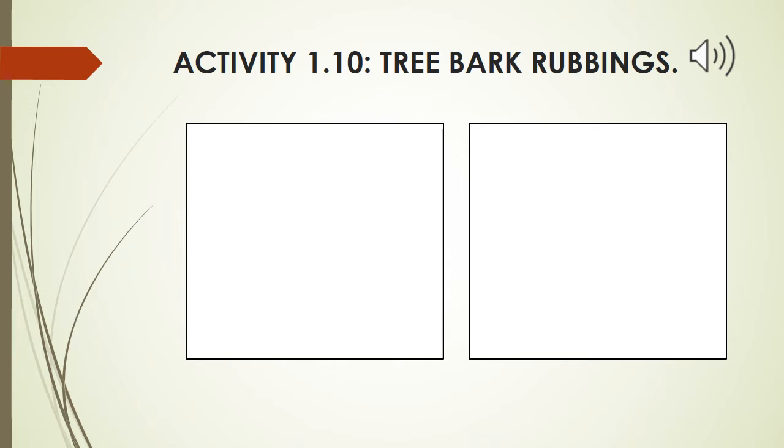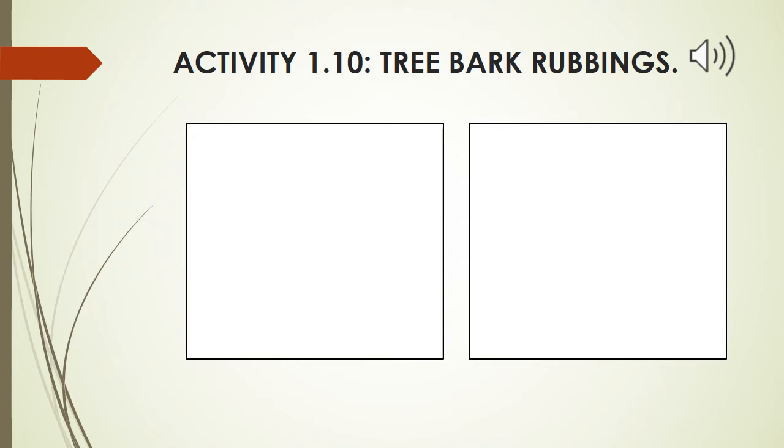Okay, this is a small experiment about tree barks or textures. So, tree bark rubbing. Tree barks have different textures. Most are rough, but some are smooth. As I told you, some things have a smooth surface and some things are rough in texture. So the things that you need to perform this experiment are some paper, crayons and tree bark.